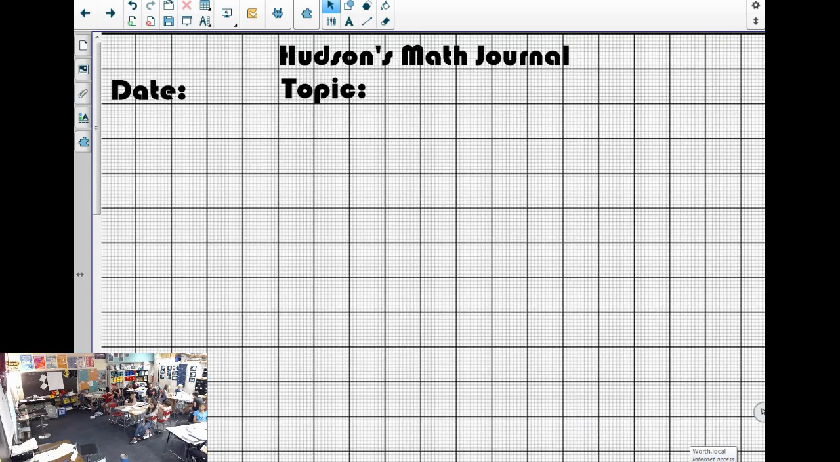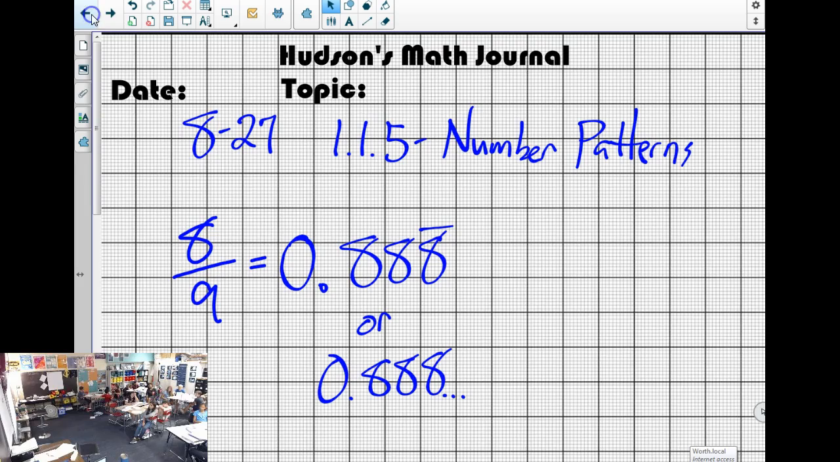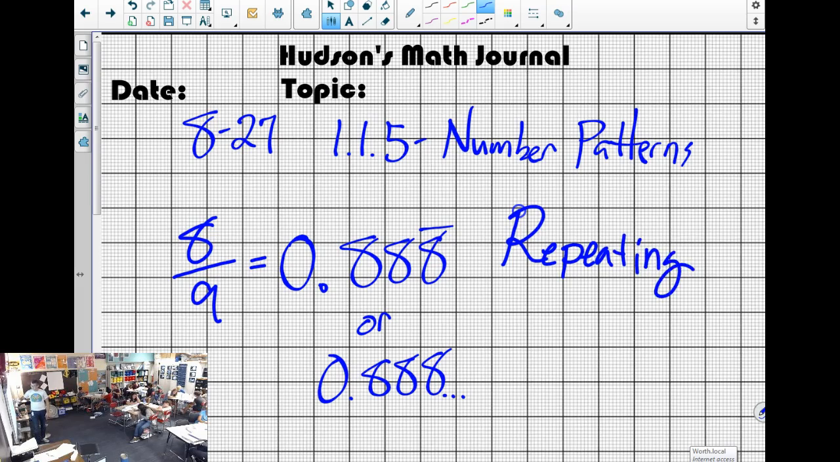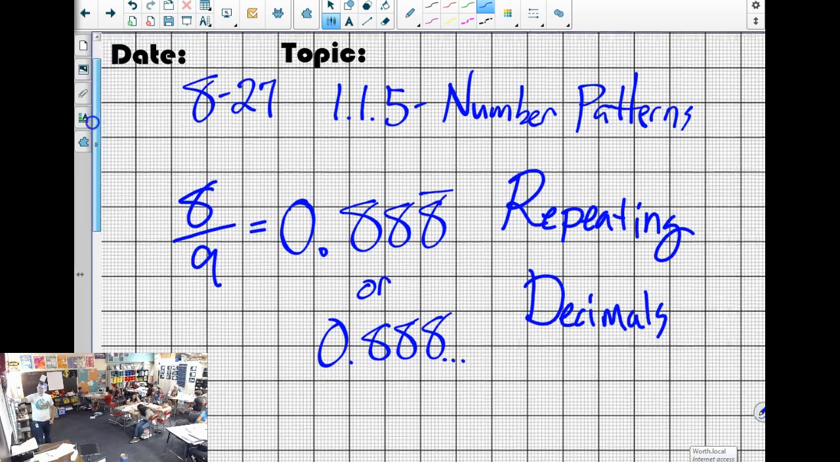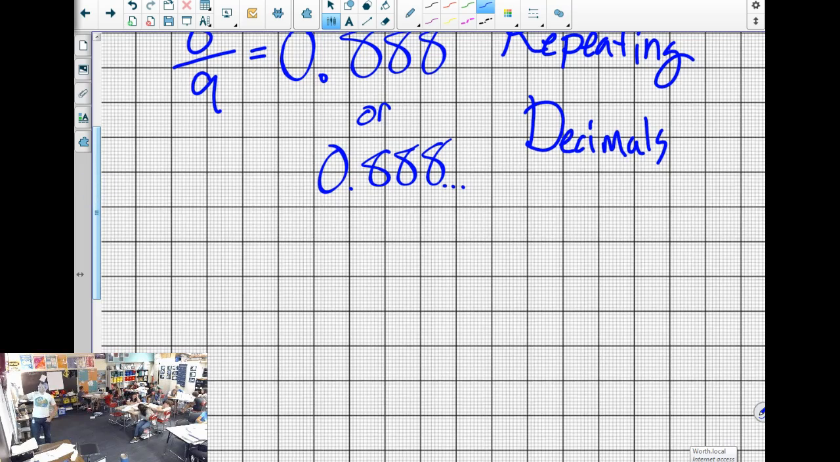Now, in your notes, please write, that was an example of repeating decimals. And on your first mastery, you will be asked to show an example of repeating decimals. Repeating decimals can be really difficult, and they can also be really, really easy. Like the 9s we just saw, whatever's on top, that keeps going.